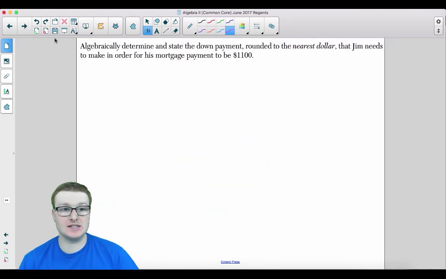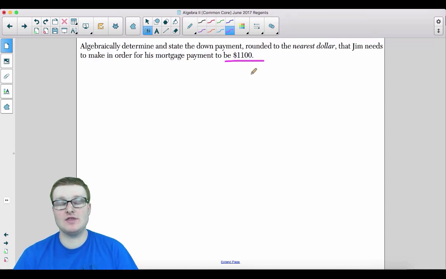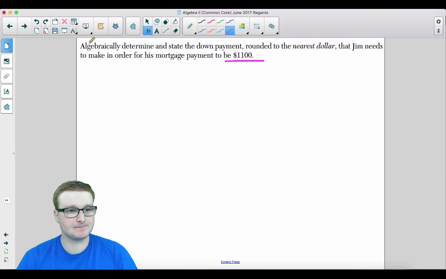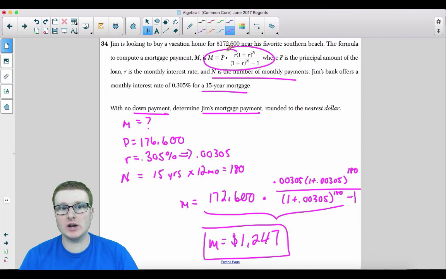For the second part, it says algebraically determine and state the down payment, rounded to the nearest dollar, that Jim needs to make in order for his mortgage payment to be $1,100. So this is where it gets a little interesting and tricky. Let's take it slow. The mortgage formula is still the same.